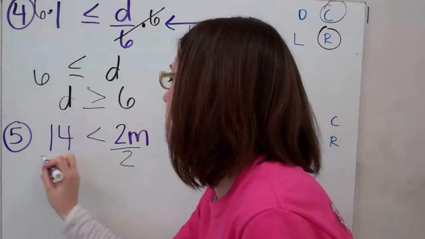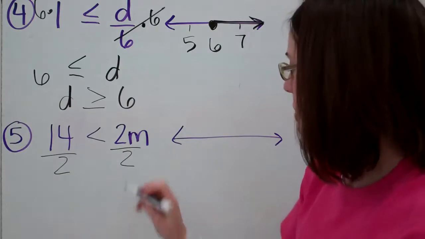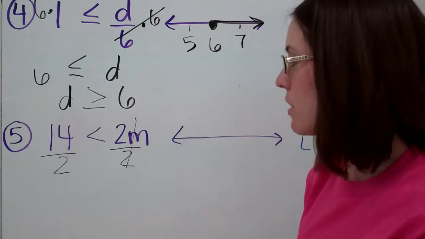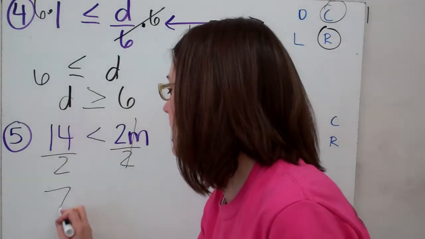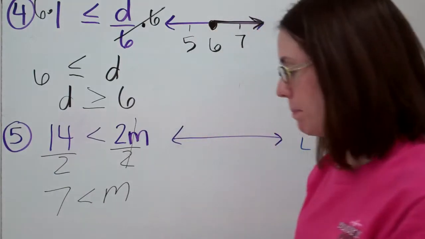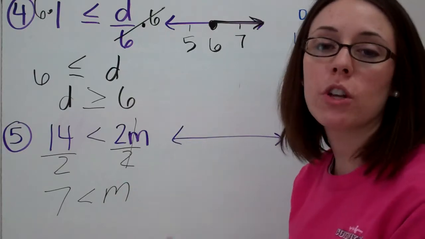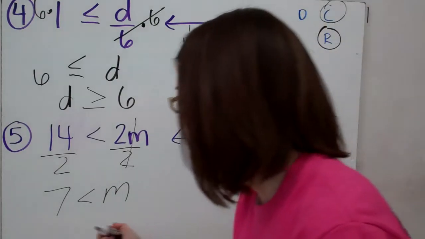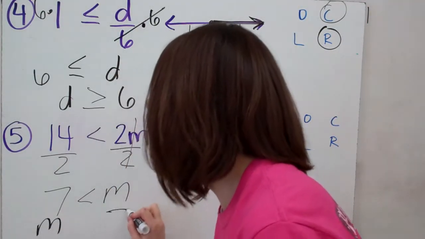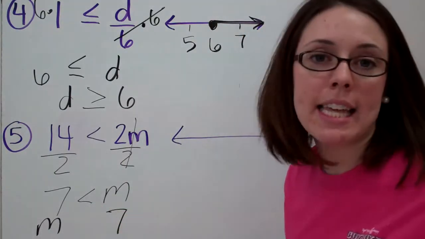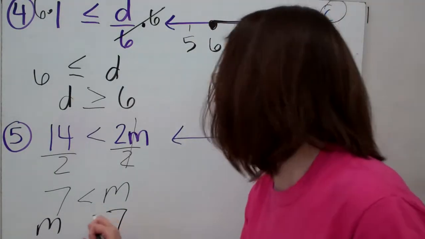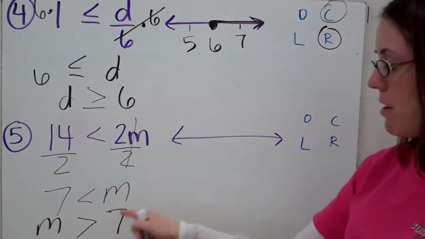Divide by 2 on both sides, because that's the inverse of multiplication. Your 2's cancel. 14 divided by 2 is 7, is less than m. We have a problem here because we don't want to graph it until our variable's on the left-hand side. So we're going to flip it, put m on this side, 7 on this side. What does less than flip to? It flips to a greater than. M is greater than 7.